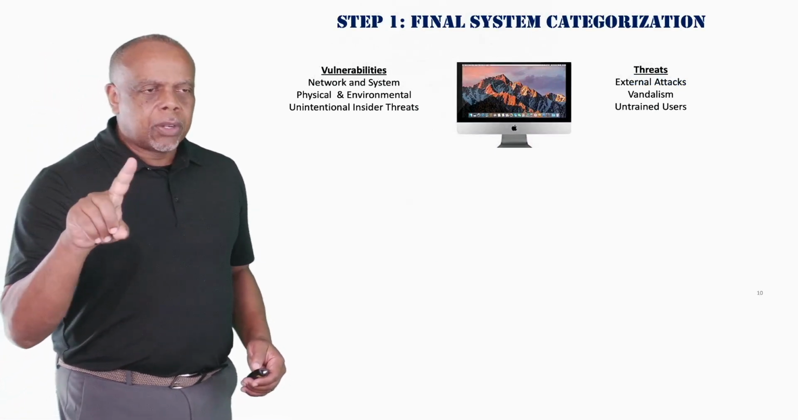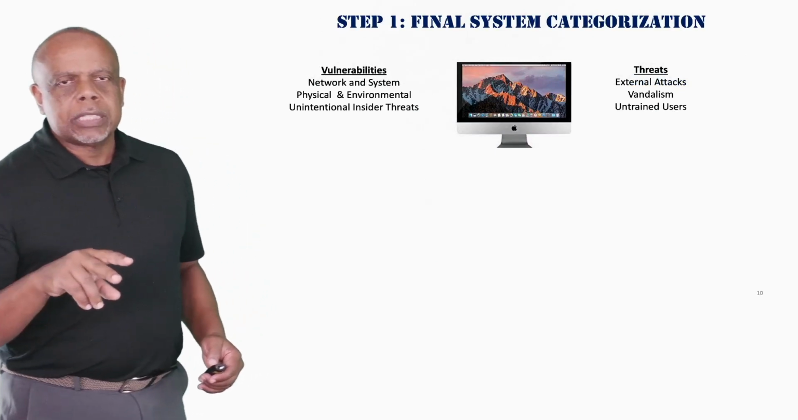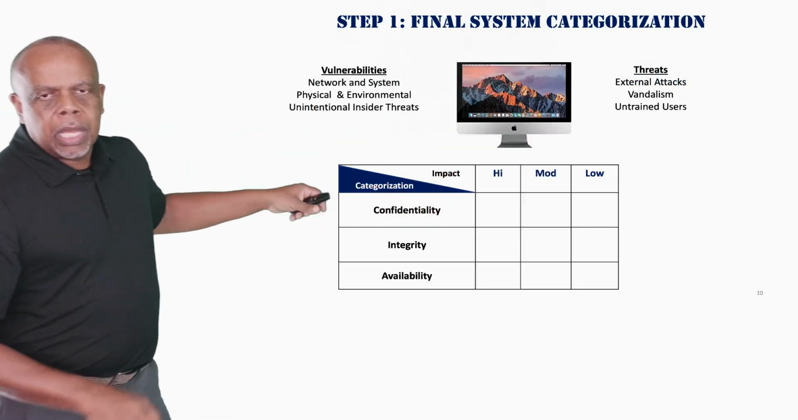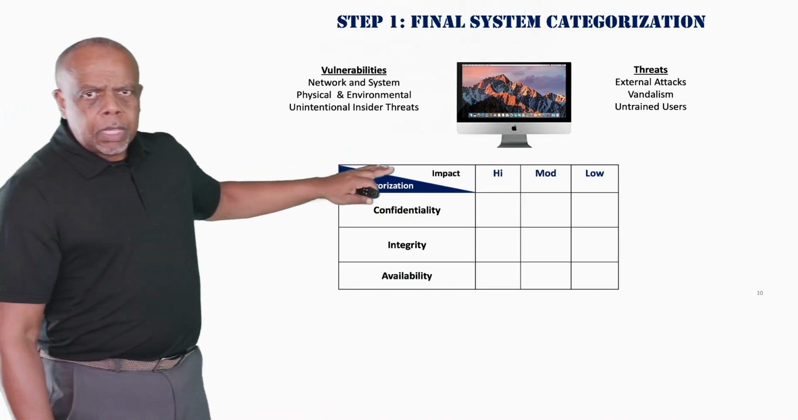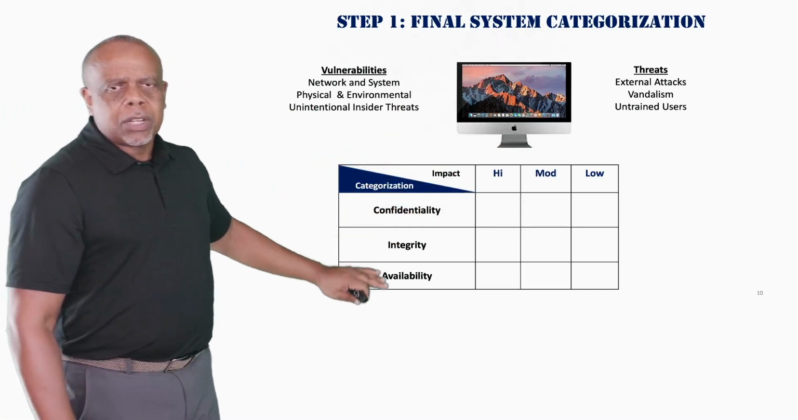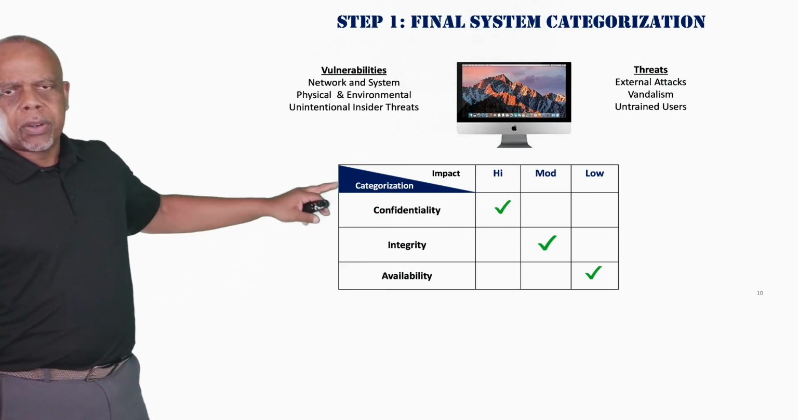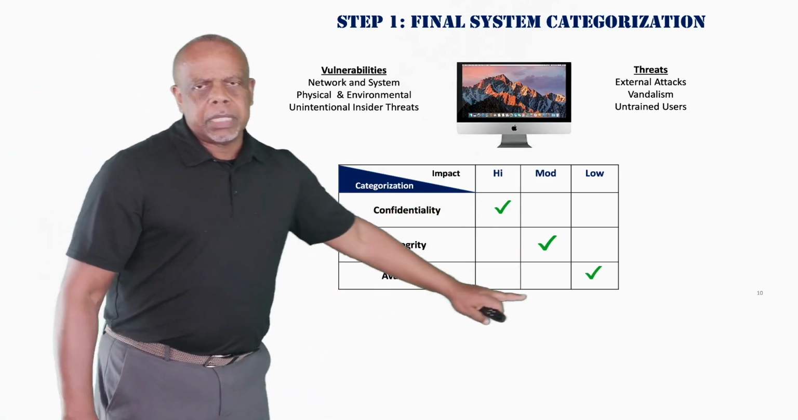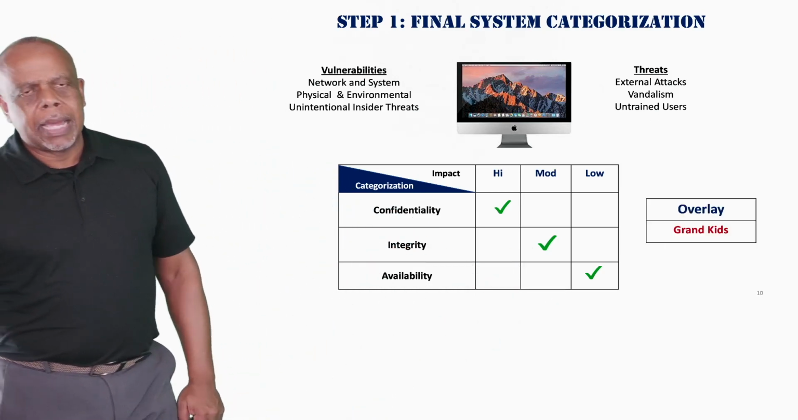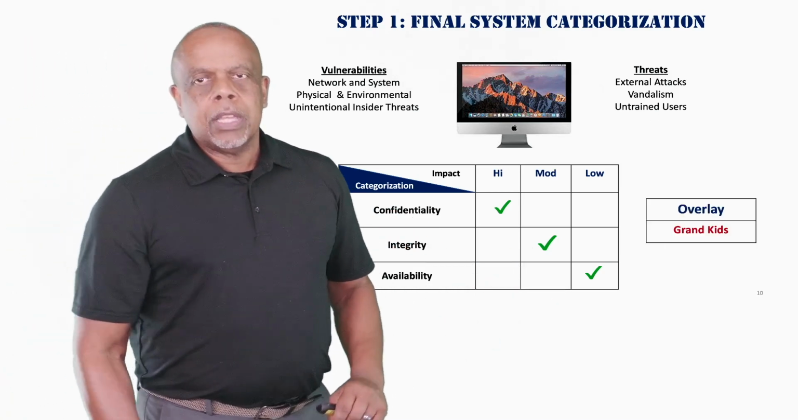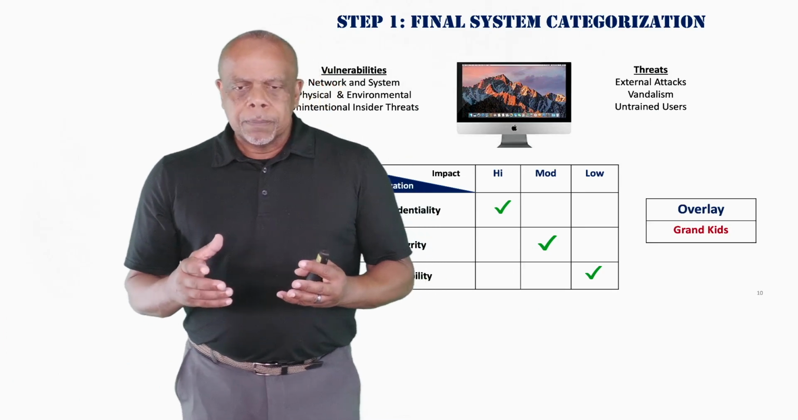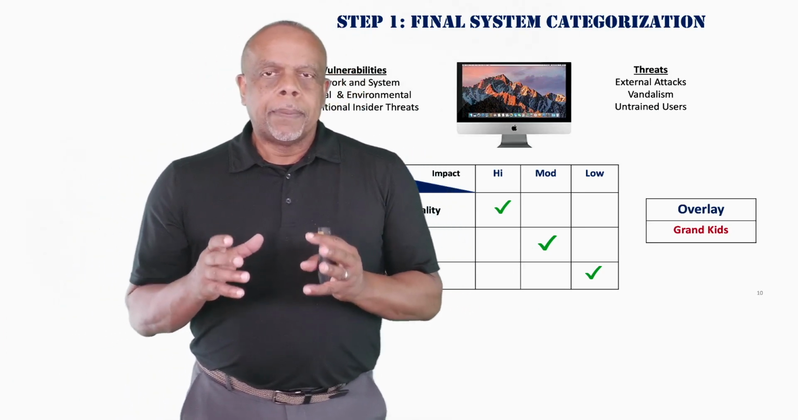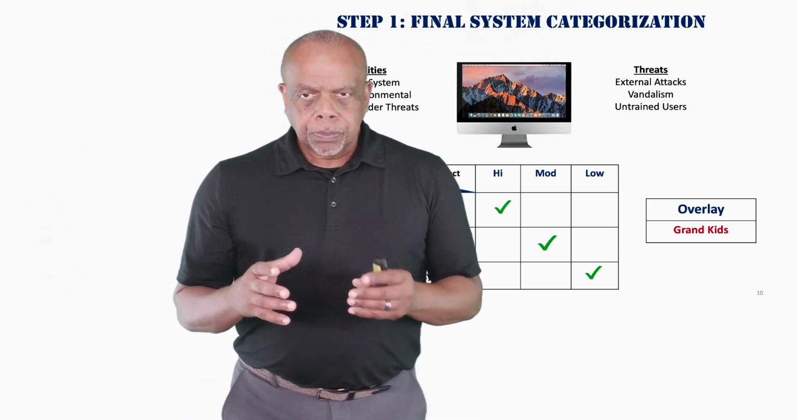Those are some of the steps that we have with respect to categorization. Two pieces: we categorize, and then we determine the overlays. So let's take a look at this. If we look at our system, with the vulnerabilities and the threats, we have our impact values, and we have our categorization. Now our system is categorized: confidentiality, high; integrity, moderate; availability, low. And we have to apply the grandkids overlay. That gives me what I need to know when it comes to protecting my parents' new computer that I'm going to buy for them.